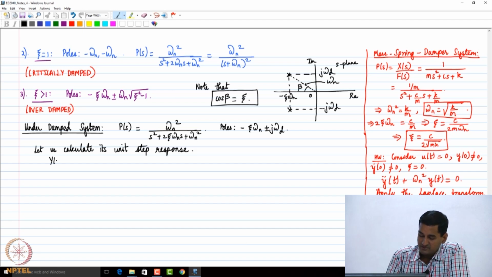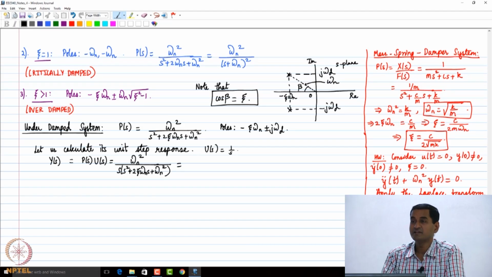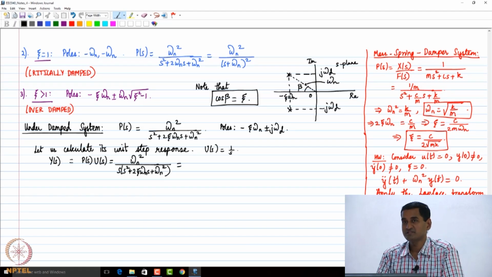Unit step response means U of s is going to be equal to 1 by s, right? So Y of s is going to be P of s times U of s, which is going to be omega n square divided by s times s square plus 2 zeta omega n s plus omega n square. So what will happen here? How do I do partial fraction expansion?